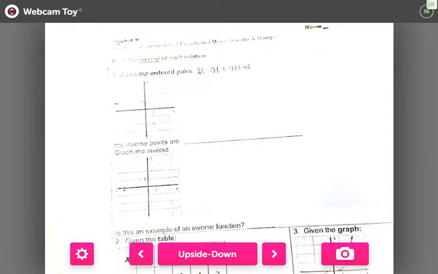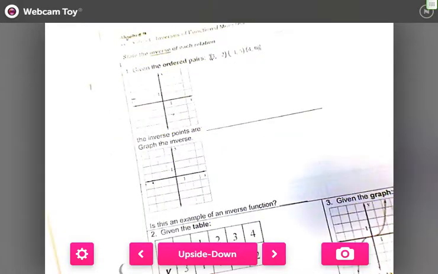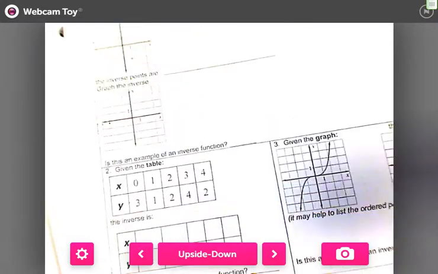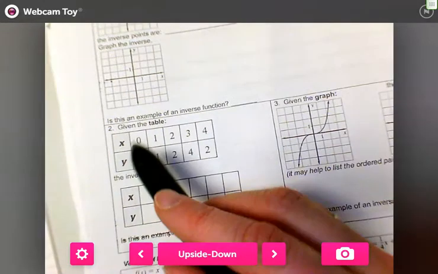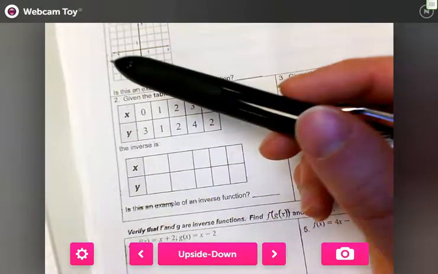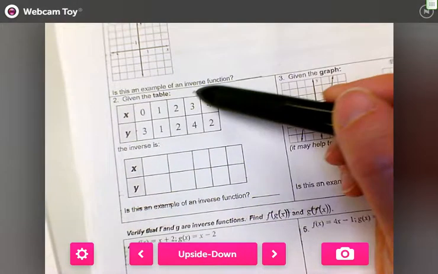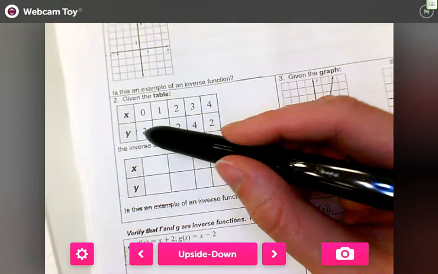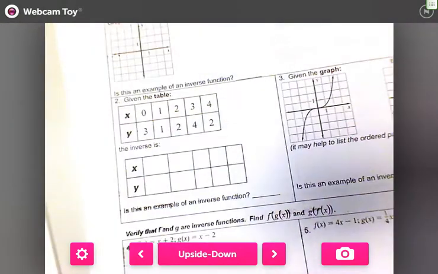At more stuff for inverse. Okay, I'm going to skip these first two because I think you guys can plot points and opposite points. I'm more worried about this. Okay, number 2. If we're given the table where x is 0, 1, 2, 3, 4, and y is 3, 1, 2, 4, 2, how am I going to find the inverse of that?